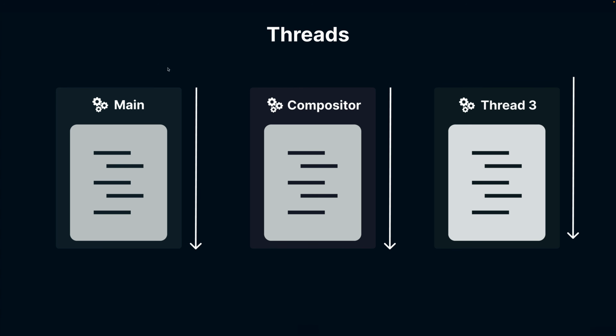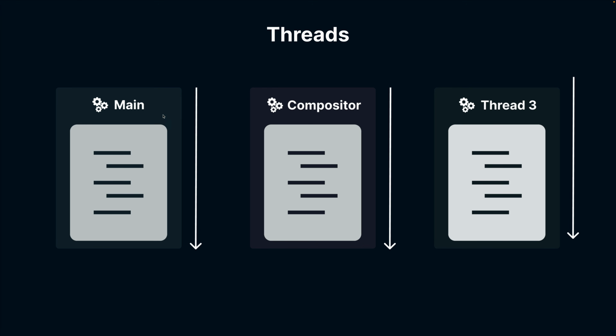So for example, if the first thread is the main thread and executing the code we saw here, and then it got stuck in the while loop, and then we are running the animation in another thread called the compositor thread, then the animation can keep executing here smoothly without being affected by the main thread.